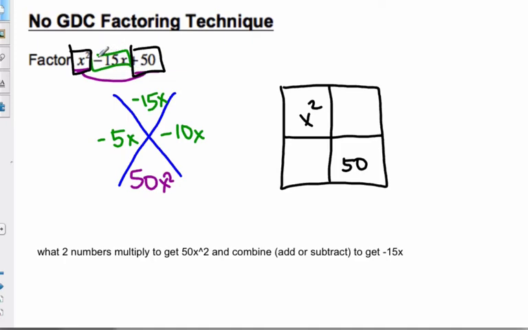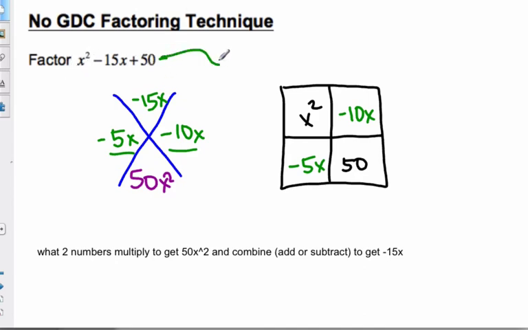And now this negative 15x has to fill in the other parts. And it's negative 5x and a negative 10x. And so in our box, we take this part and this part into the box. Now we're going to do a common factor.